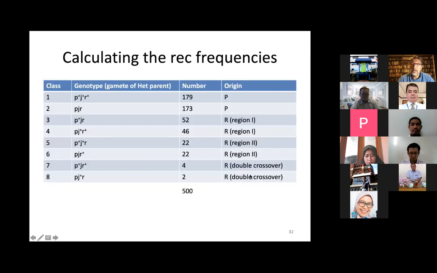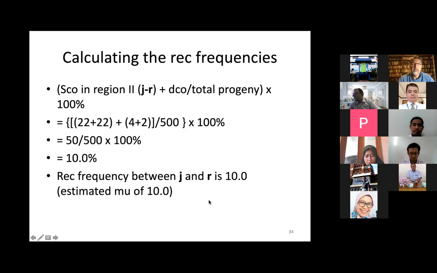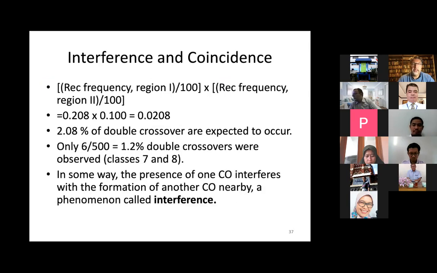This 4 and 2 are the only ones with double crossovers. So it's 4 plus 2 is 6, over the total 500. So 6 over 500 is 1.2% double crossovers observed, classes 7 and 8.